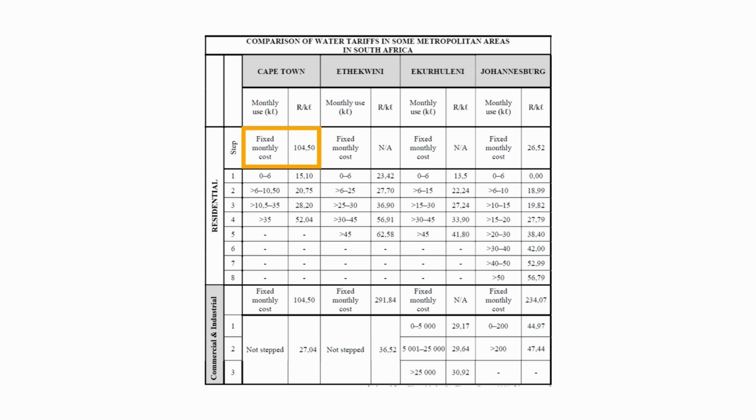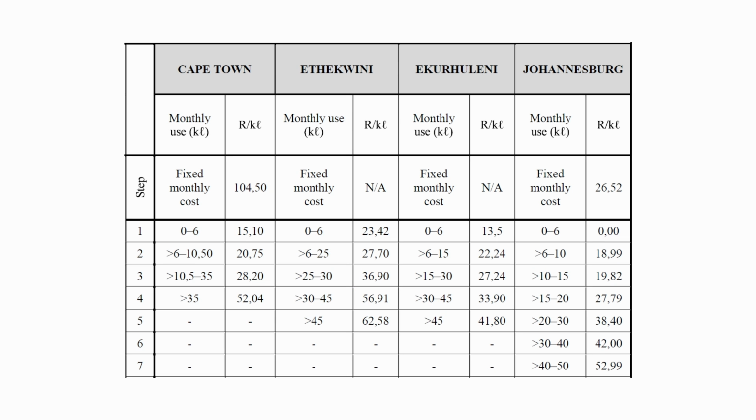A fixed monthly cost is the cost that must be paid even if you don't use any water for that month. Mathematically, the process for calculating the total water consumption of 45 kiloliters in Cape Town will look like this.